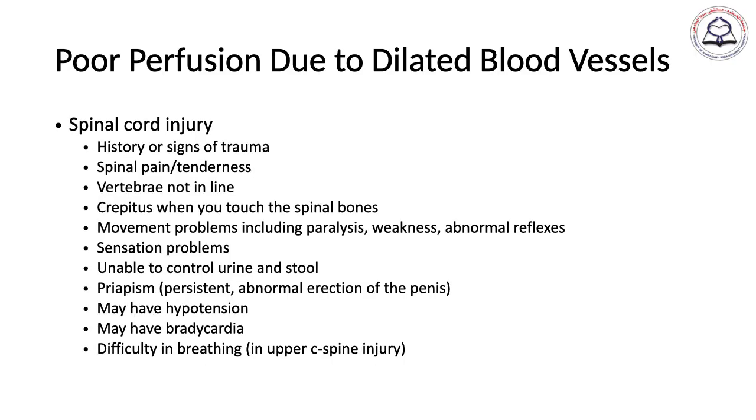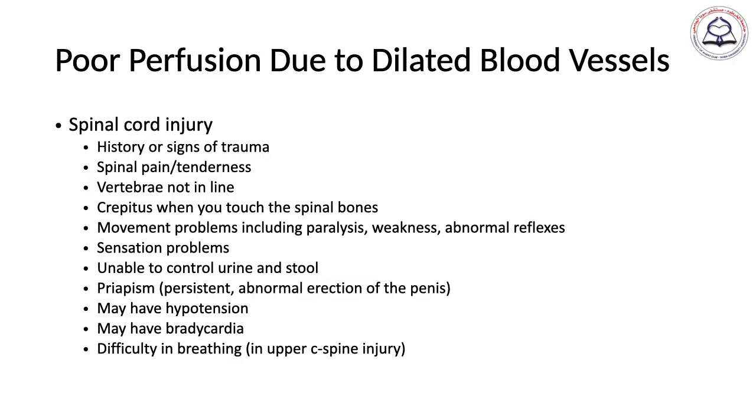Poor perfusion due to dilated blood vessels can happen in spinal cord injury, spinal shock. There could be history of trauma, spinal pain and tenderness, vertebrae not aligned. You can feel crepitus by touching the spine, loss of movement, paralysis, weakness or abnormal reflex or loss of sensation below the site of injury. Also, patient not able to control the urine and stool. Some patients can have priapism.